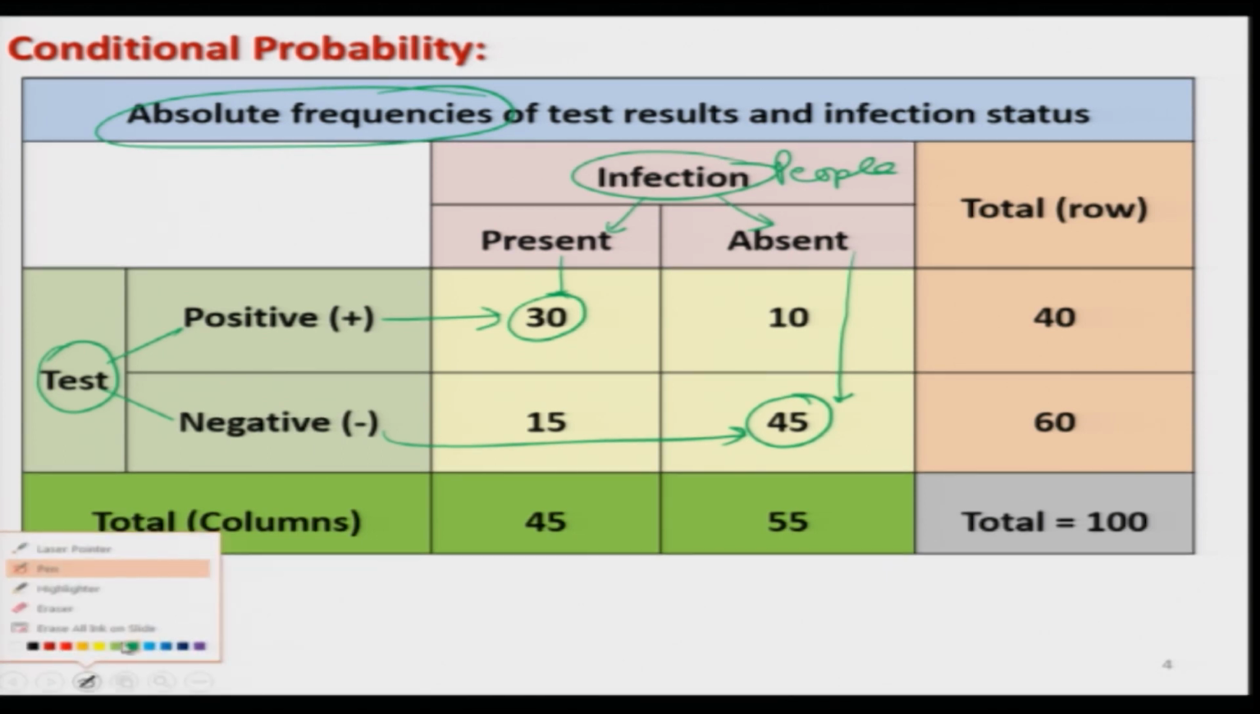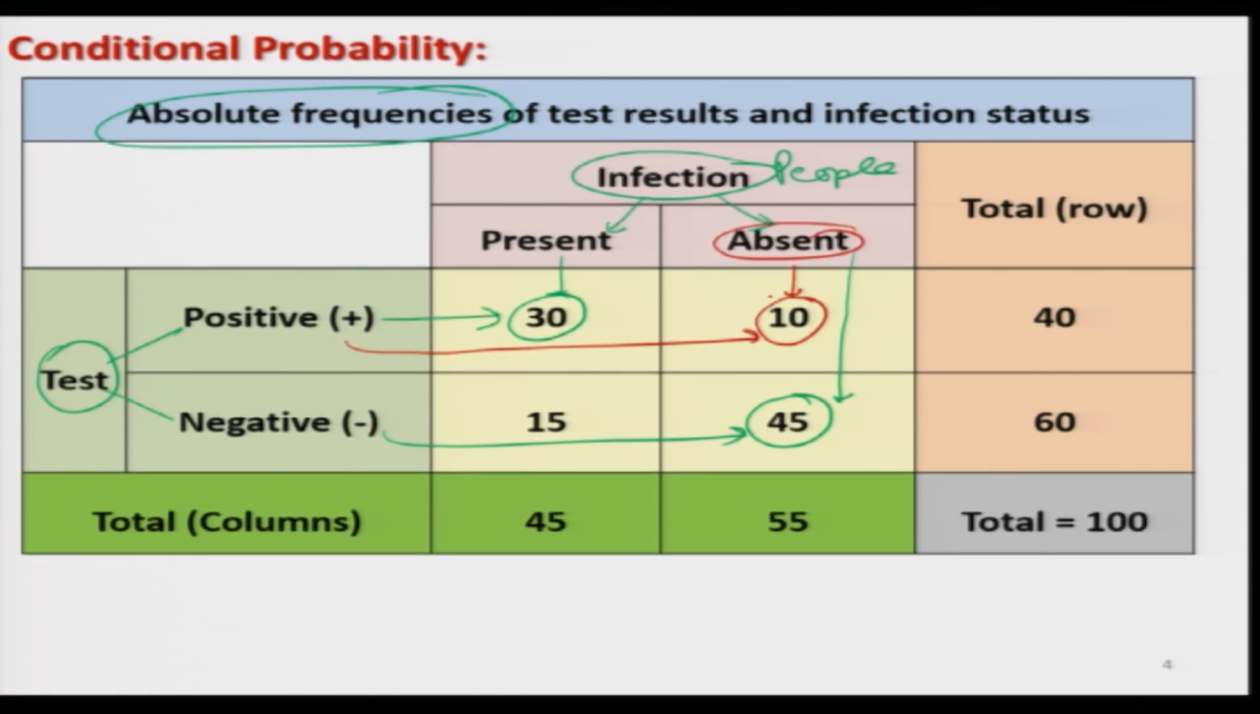Besides those, we have two more values: the infection is actually absent and the test is saying positive. That means the test is telling that the infection is present, whereas the infection is really absent. So, there are 10 such outcomes. And similarly, there are 15 outcomes in which the infection is present in the people and the test is saying negative. So, that means the test is saying that there is no infection, whereas the infection is really present. So, this is how we can summarize the outcome of these 4 possible combinations.